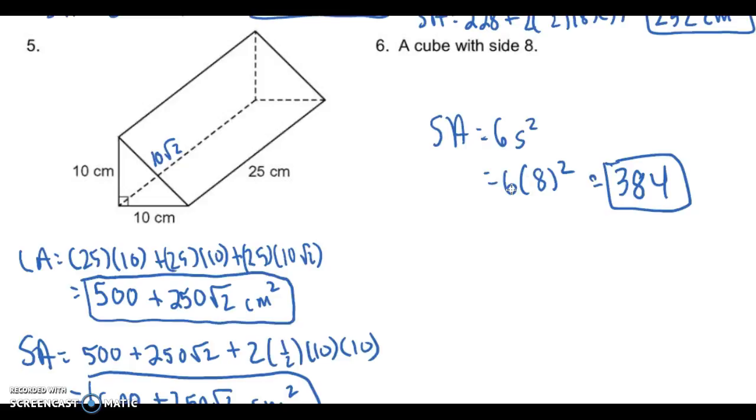Again, lateral area is all the lateral faces. Generally speaking, they're rectangles. The surface area is all that lateral area plus the 2 bases. Again, rectangular prisms and cubes do not have lateral area, but they do have surface area.